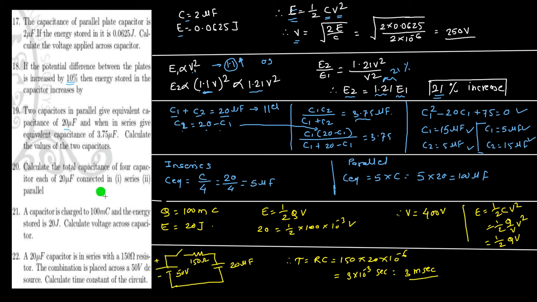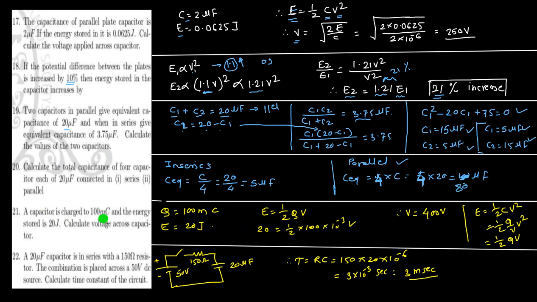Okay, the next is: calculate the total capacitance of 4 capacitors of 20 microfarad each connected in series and parallel. When they are in series, the same capacitors in series give C by 4. So 20 by 4 is 5. When the same capacitors are in parallel, 4 capacitors in parallel give 4 into C. So 4 into 20 comes to 80 microfarad.